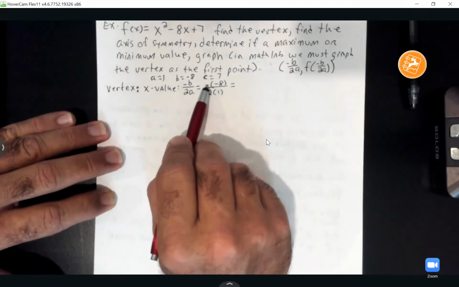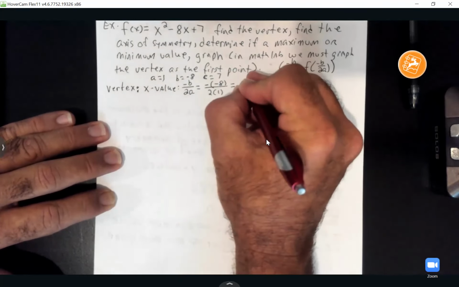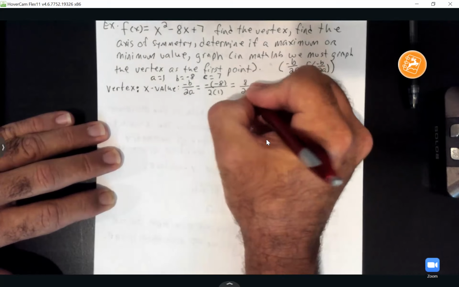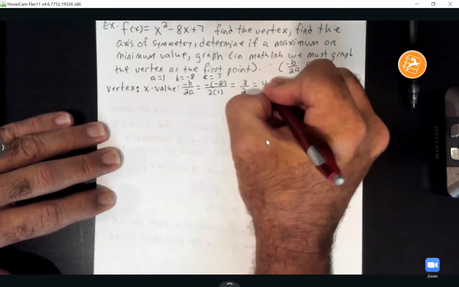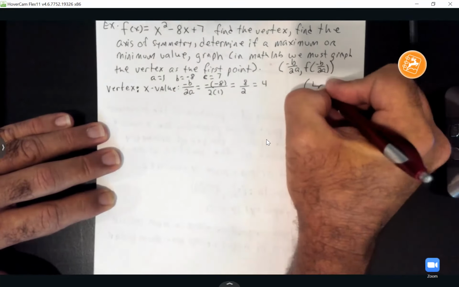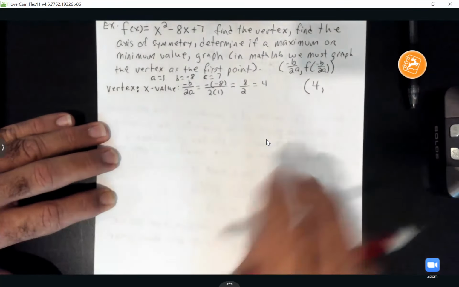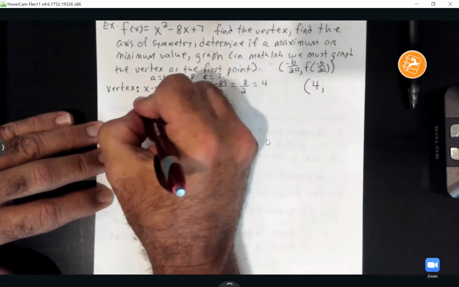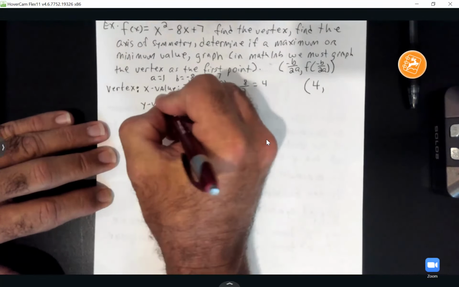All right, y'all, so here we go. Negative times negative makes that a positive 8. 2 times 1 is 2. And then 8 divided by 2 gives us 4. So at the moment, on my vertex, I know the x value is going to be 4. So what we got to do now is come in and get the y value.